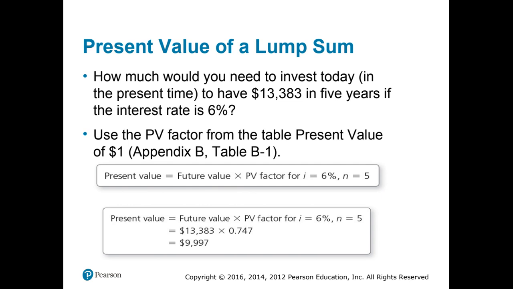All right, present value of a lump sum. So how much would you need to invest today in the present time to have $13,383 in 5 years if the interest rate is 6%? We're going to use the present value factor from the table, present value of $1, which is located in our appendix. So if we flip to the back of our books, we have an appendix back there.